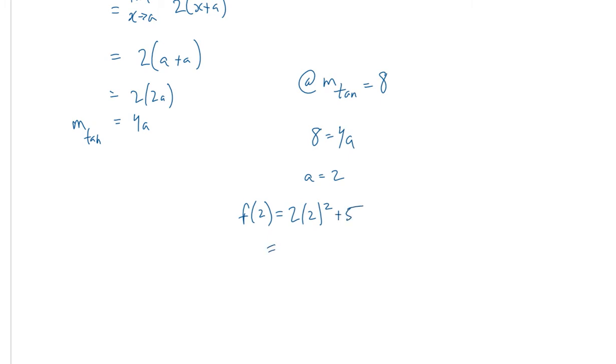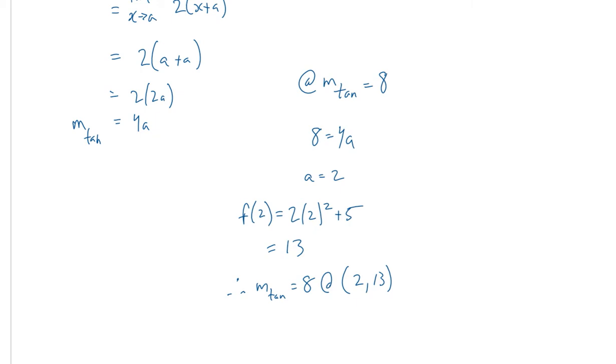And 2 squared is 4 times 2 is 8 plus 5 is 13. Therefore, the slope of the tangent is equal to 8 at the point (2, 13) for this function. Okay, and if we graph this, it's a fairly simple graph. It's got a shift up and then a bit of a stretch. We would be able to visualize that fairly easily.